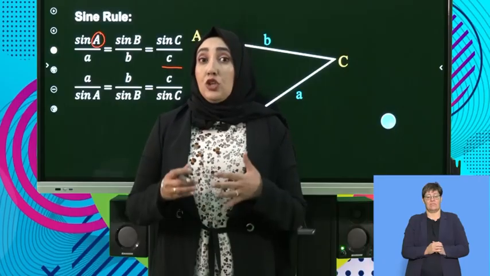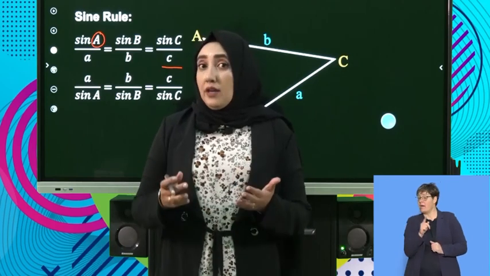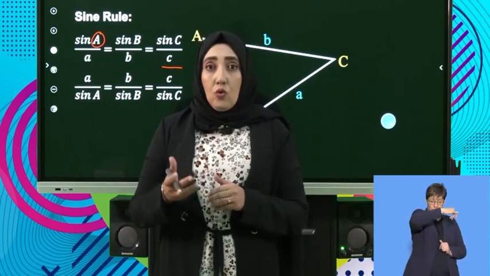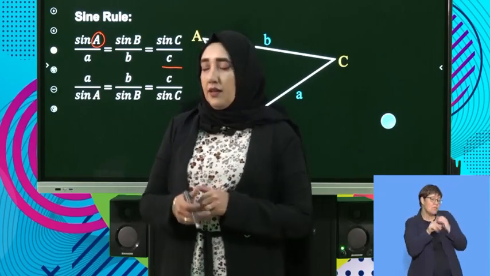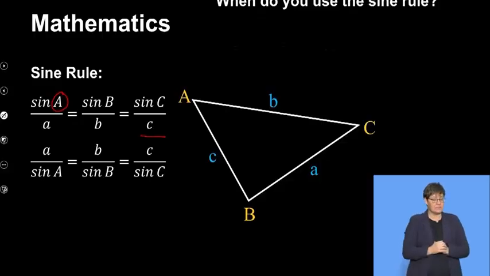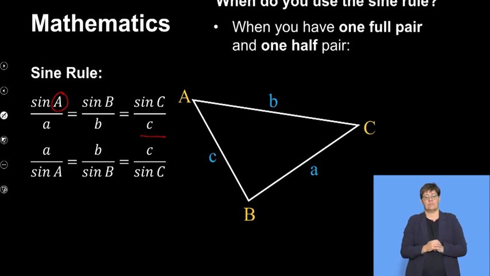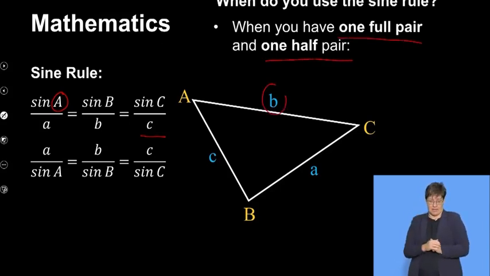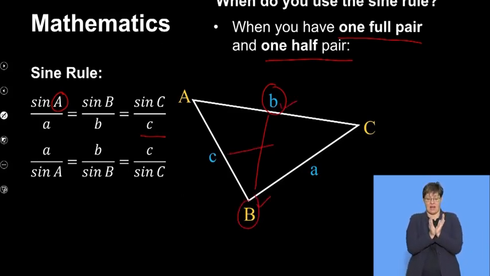Now, can you remember when do we use the sine rule? What's the criteria for that? Let's check. Okay, we need to have one full pair and one half pair. So we need one pair of angles and sides. We need to be given one pair, and we need one half pair. So either we can be given that and then we can find the angle, or the other way around.